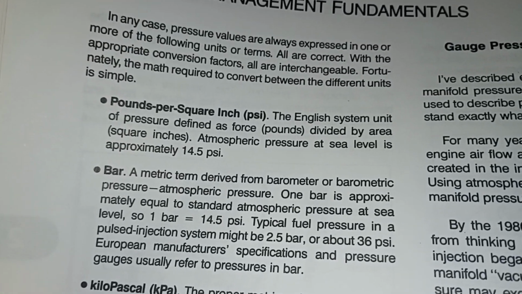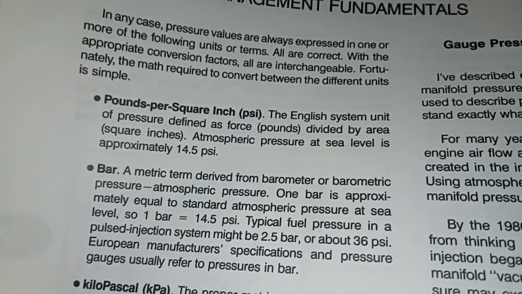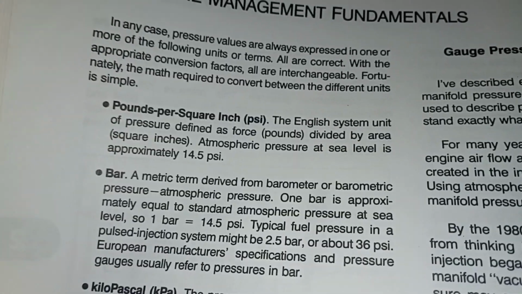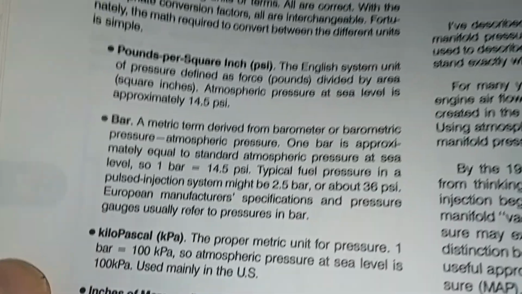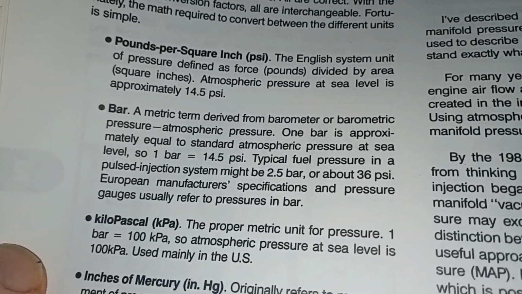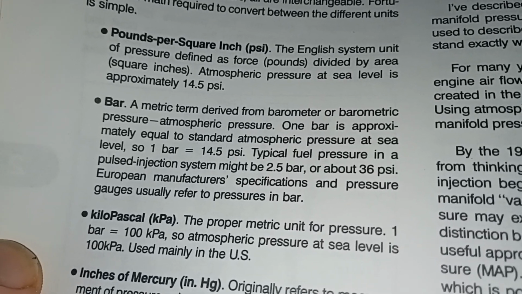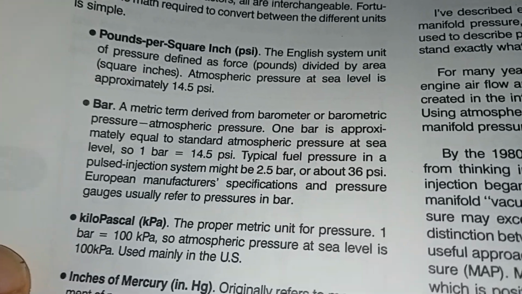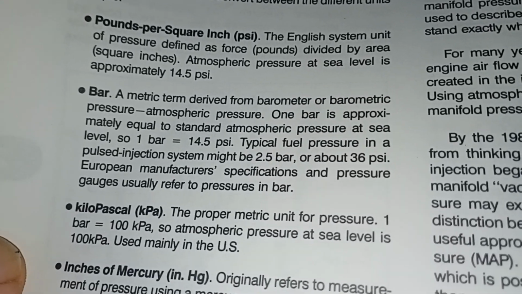Pounds per square inch, psi, the English system unit of pressure defined as force in pounds divided by area in square inches. Atmospheric pressure at sea level is approximately 14.5 psi. Bar, a metric term derived from barometer or barometric pressure, atmospheric pressure. 1 bar is approximately equal to standard atmospheric pressure at sea level, so 1 bar equals 14.5 psi.